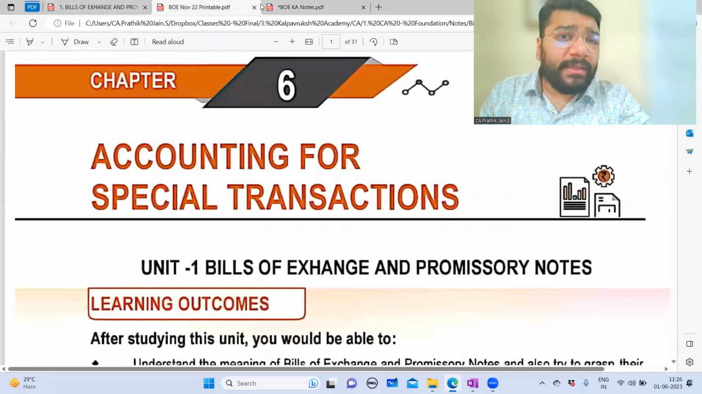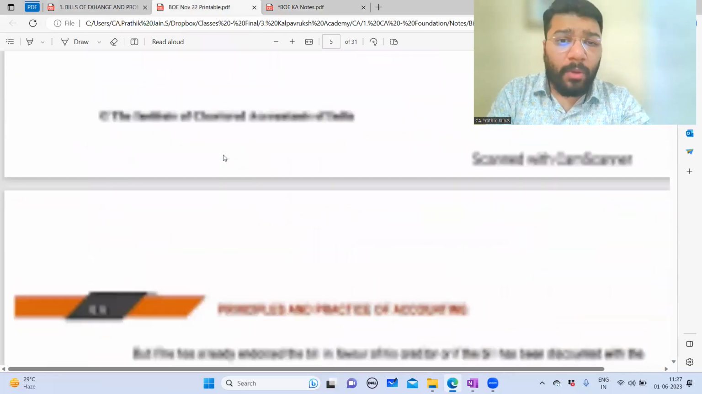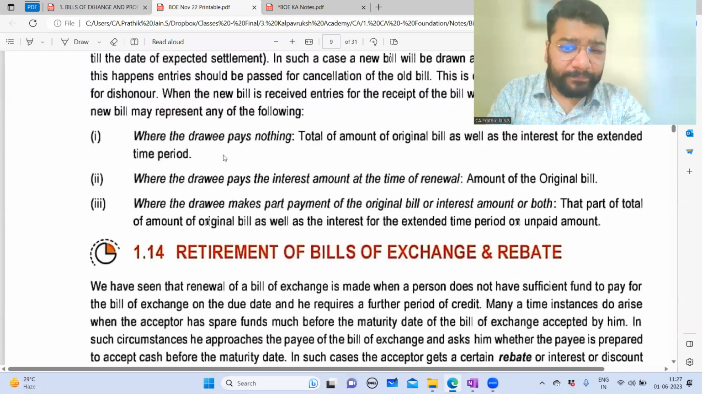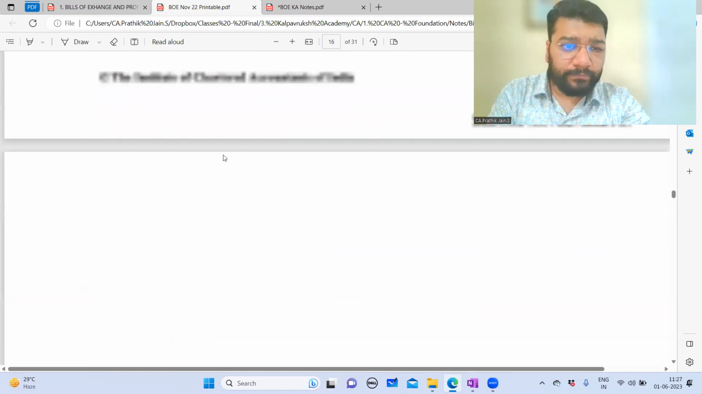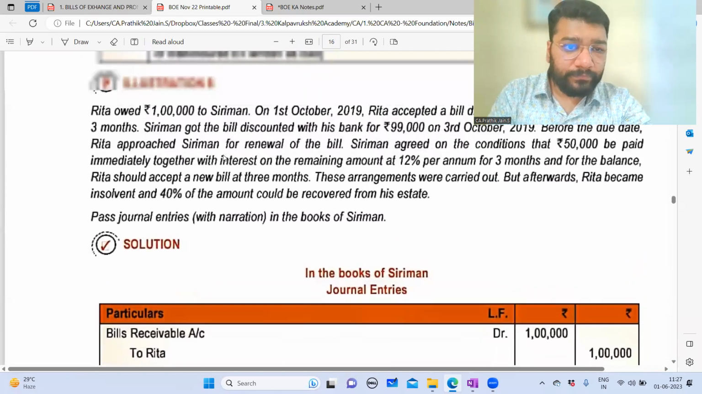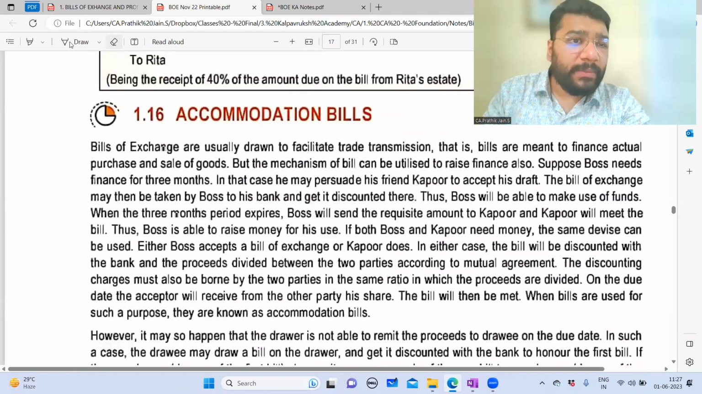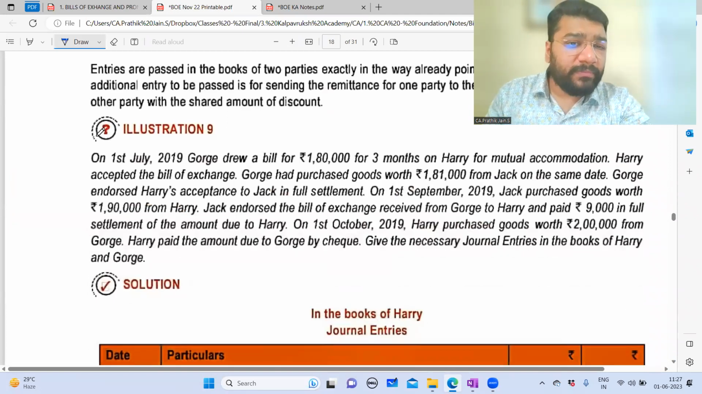Now, guys, in the last class, we discussed the concept of bill of exchange, accommodation of bill. And then illustration 9, we had worked out. Am I right? This is 8. Yes, we discussed the concept of accommodation of bill, and then we worked out illustration 10.